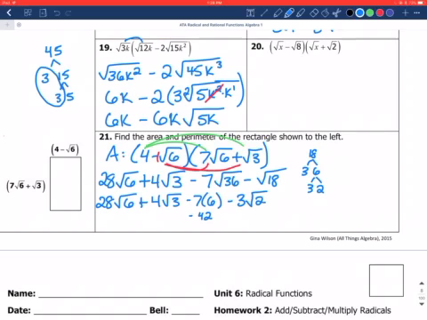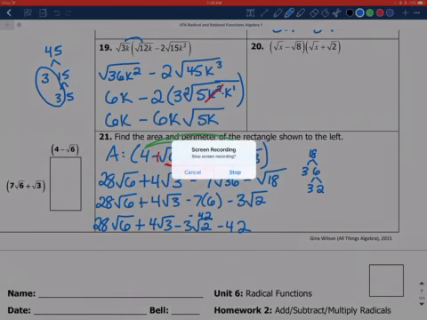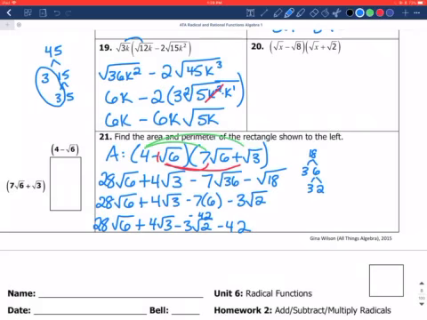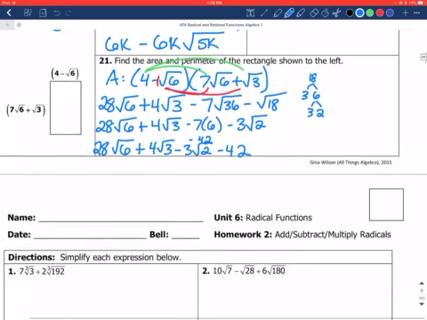You can pause me. All right, so I think the only thing that we can combine here, well, there's nothing. Nothing has the same radicand, right? So this will be 28 square roots of 6 plus 4 square roots of 3 minus 3 square roots of 2 minus 42. And I think that is it. Did I mess up somewhere? Nope, I think we are good.